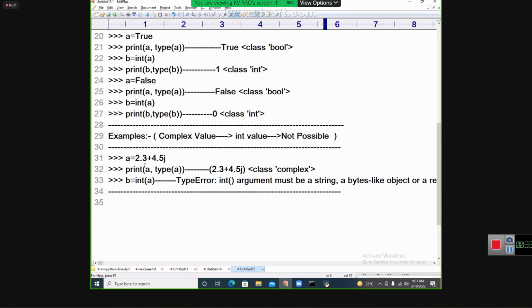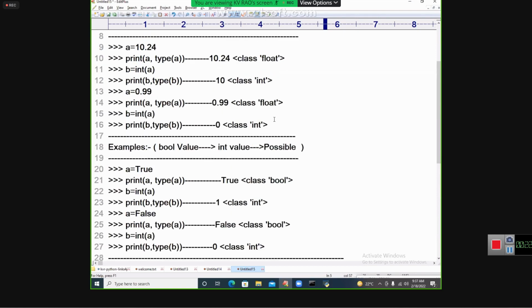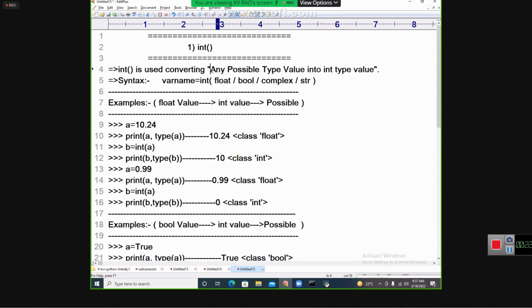Coming to the point, my dear student Pawan Singh, here I wrote it. Any type of value cannot be converted into any type of value. That is not typecasting. Any possible type of value into int type value. If anybody says that any type can be converted into any type, that is a blunder. I said in the beginning itself: possible type of value into int type.